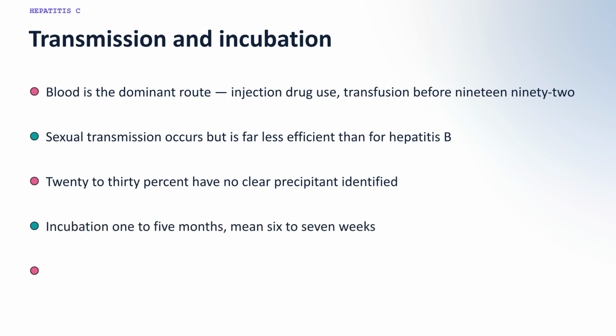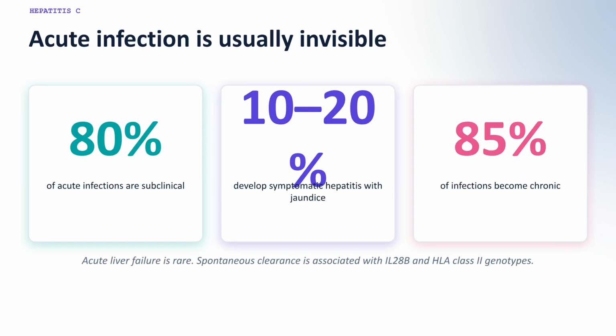The incubation period is 1 to 5 months, with a mean of 6 to 7 weeks. And current guidance is to screen all adults at least once. 80% of acute hepatitis C is subclinical. 10 to 20% develop a symptomatic hepatitis with jaundice. Acute liver failure is rare, and up to 85% go on to chronic infection. That is the inverse of hepatitis B in adults, where under 5% become chronic. Whether a person clears the virus spontaneously is partly genetic. It is associated with the interleukin-28B genotype and with human leukocyte antigen class II genotypes.